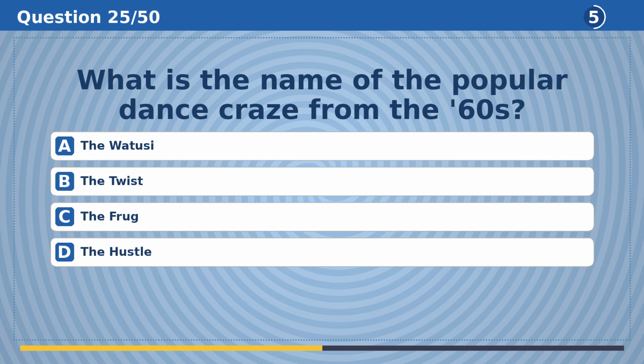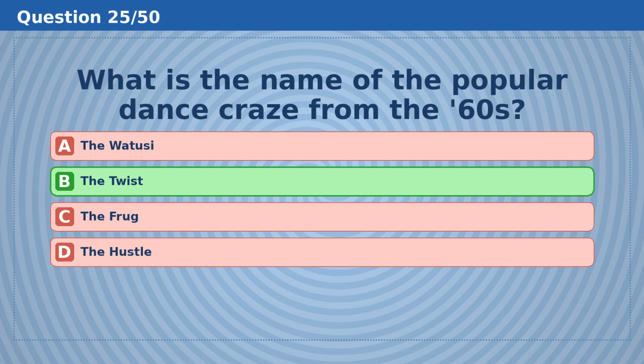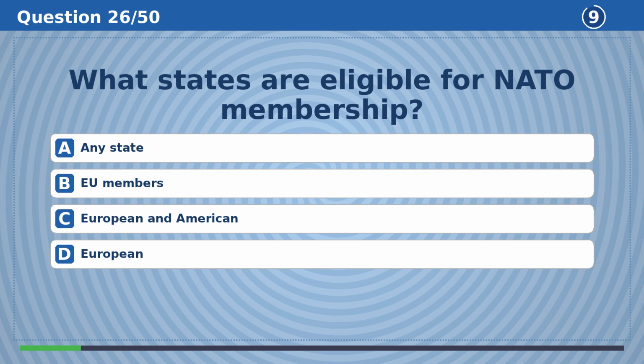What is the name of the popular dance craze from the 60s? The answer is B, The Twists.